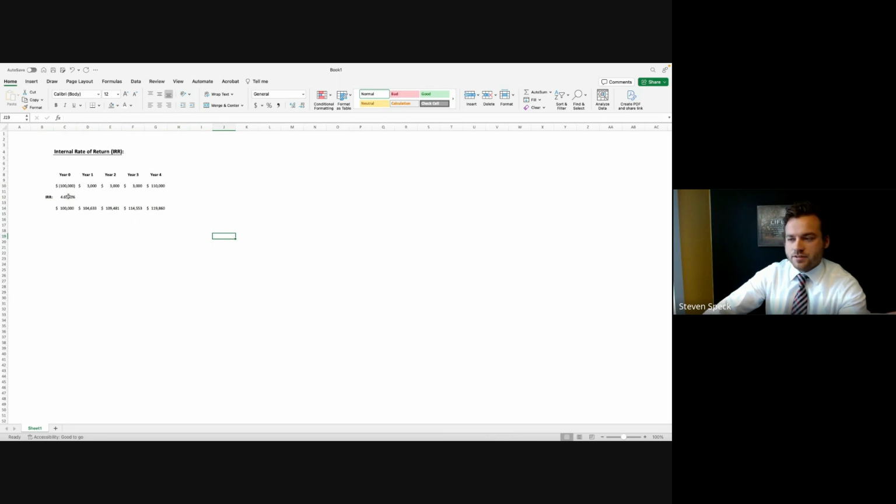We're probably going to be significantly higher than that. I typically try to shoot for 15% or better when it comes to IRR, when it comes to compounding my money. Otherwise, why wouldn't I just invest in the stock market? Okay.